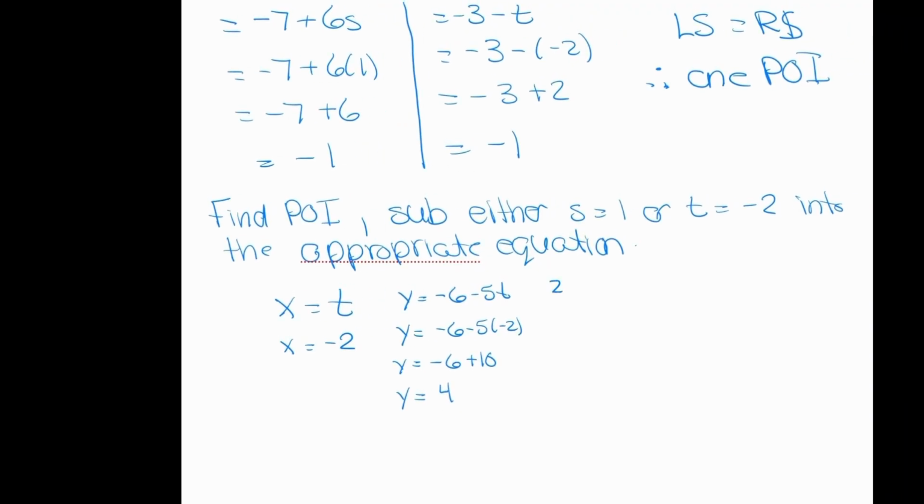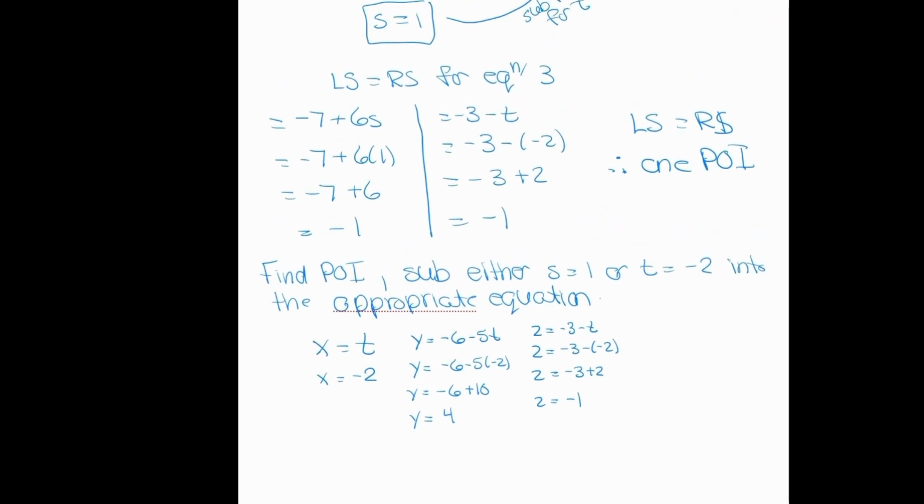And our z equation was -3 minus t. So z will equal -3 minus -2. So z will equal -3 plus 2. So z is equal to -1. So this is telling me that my point of intersection for this particular set of lines will be at (-2, 4, -1).